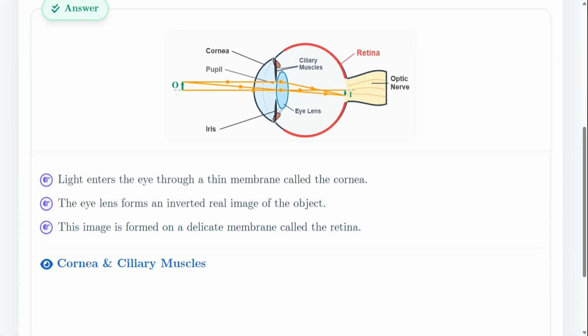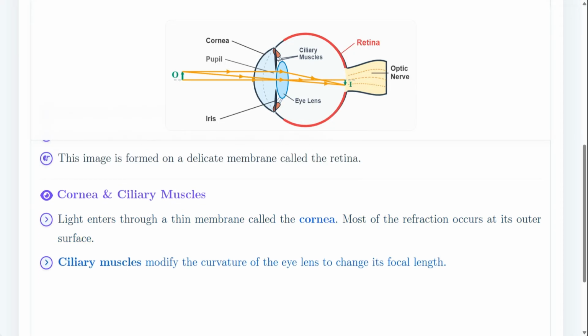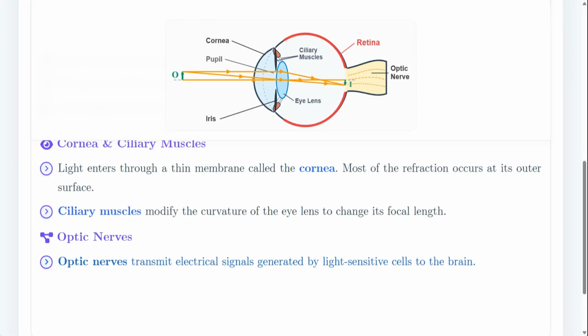Let's look at the specific functions of the other parts. Cornea is the front thin membrane. Most of the refraction of light rays occurs at its outer surface. What about ciliary muscles? They modify the curvature of the eye lens to change its focal length. Next, the optic nerves. Optic nerves transmit electrical signals generated by light-sensitive cells directly to the brain.